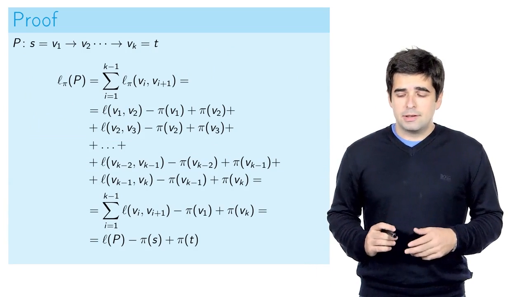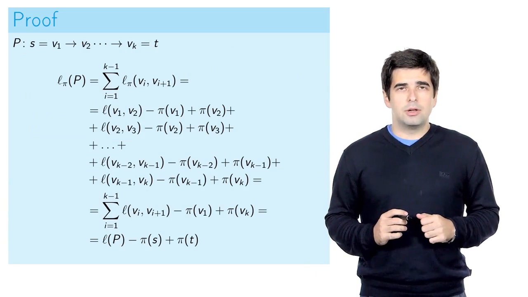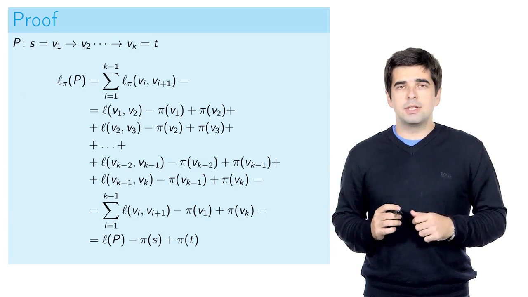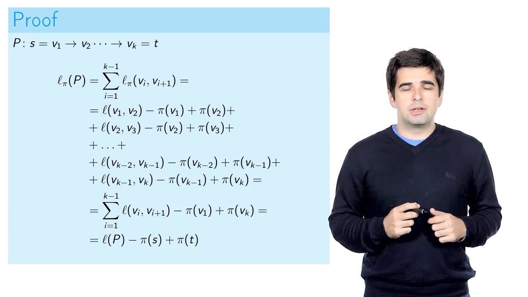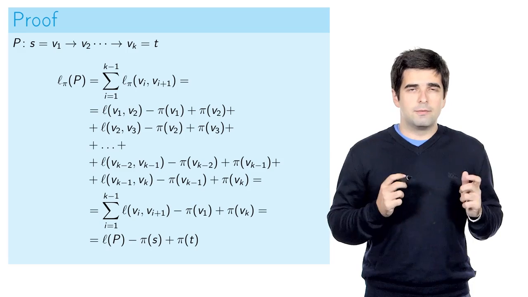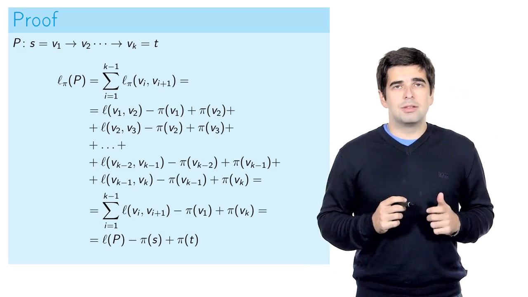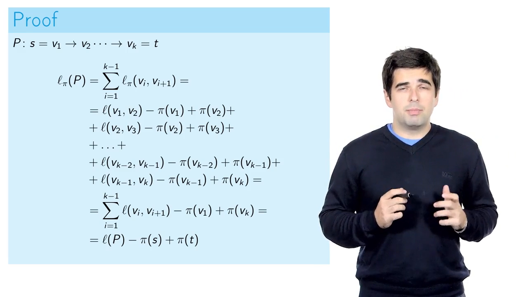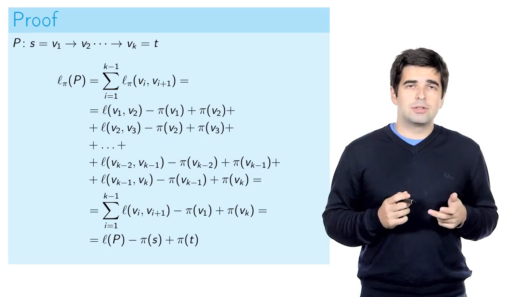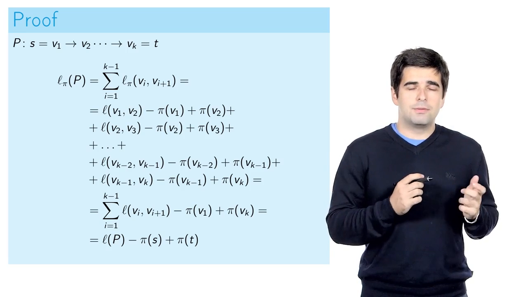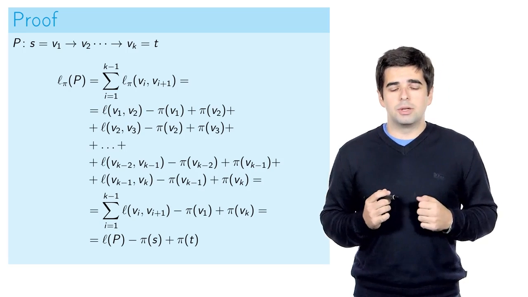We consider some particular path p from s to t, and we also denote s as v1 and t as vk, and the intermediate vertices v2, v3, and so on, vk minus 1 are the vertices of this path. And now we consider the length of this path in the new graph with the new edge weights. By definition, it is equal to the sum of the lengths of the edges of this path, which is L pi of v1 to v2 plus L pi of v2 to v3 and so on.